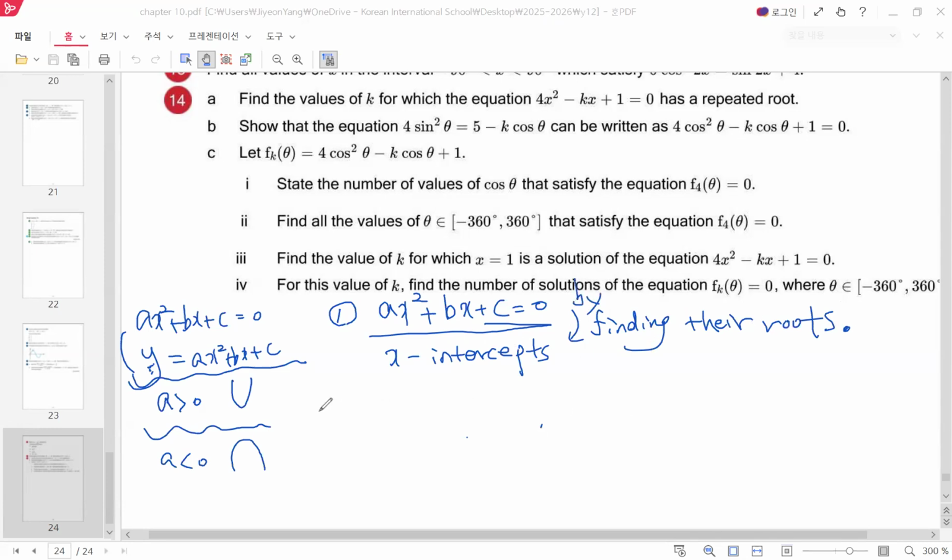And then students, if it has 2 roots, the graph shape is going to be in this way because it has 2 intersecting points with the x-axis. Do you understand? If it has 1 root, it has only 1 intersecting point with the x-axis, which looks like this. Okay? If it doesn't have any root, it doesn't have any intersecting points, so the graph shape should be like this. Do you understand?